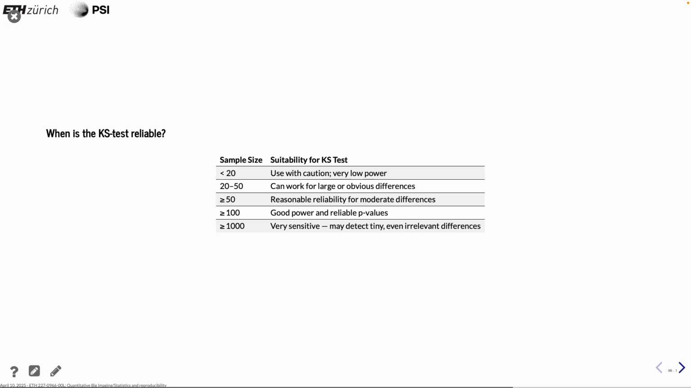So let's look at when the KS test is actually reliable. We had 10 samples this time. The typical recommendation is listed like this: if you have fewer than 20, forget the Kolmogorov-Smirnov test. It has very low power, and it's kind of just a random guess if you get it right. If you have larger obvious differences, you can use it for 20 to 50, and above that you get better and better power in your decisions.